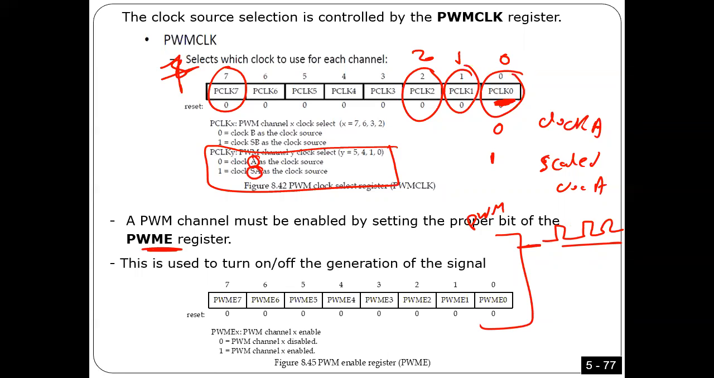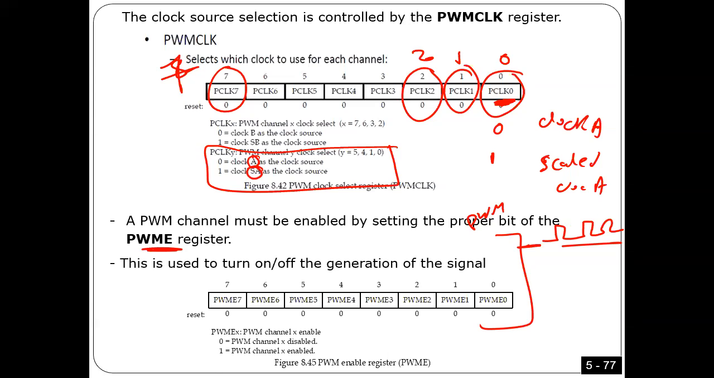Right? For some reason, I generated the signal, and now I want to turn it off. Okay? So how can I do that? Here, again, in output compare, I can do that by disabling the interrupt in output compare. Okay? Here, I have to do it using this register.